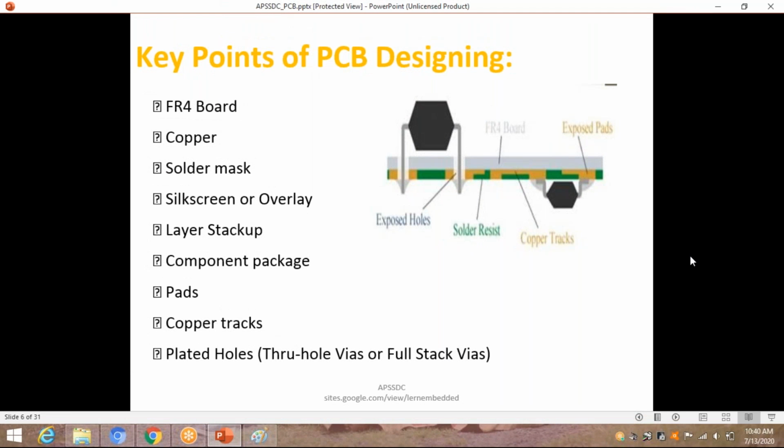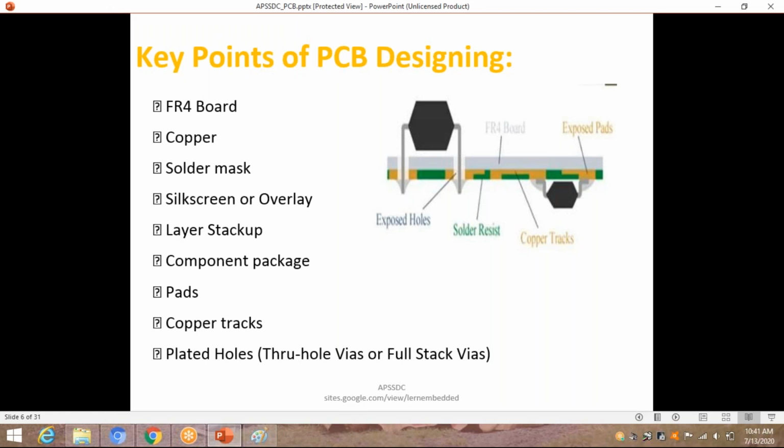The next slide shows key points of PCB designing. I think many of you are taking notes from this. The first one says FR4 board. What is an FR4 board? I mean, fire resistant. Not firewall system. FR4 is the material used to design the PCB boards.